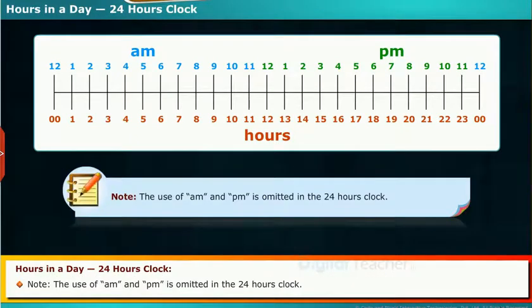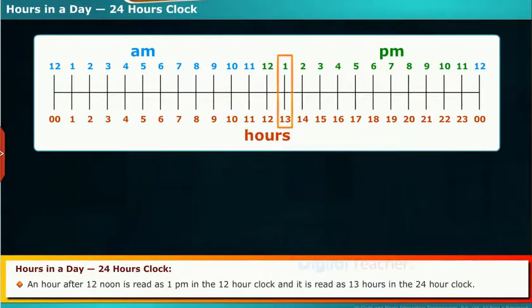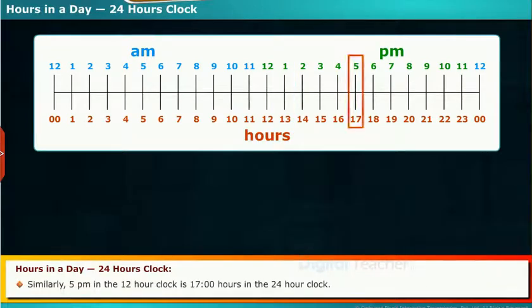Note: the use of AM and PM is omitted in the 24-hour clock. An hour after 12 noon is read as 1 PM in the 12-hour clock, and it is read as 13 hours in the 24-hour clock. Similarly, 5 PM in the 12-hour clock is 17 hours in the 24-hour clock.